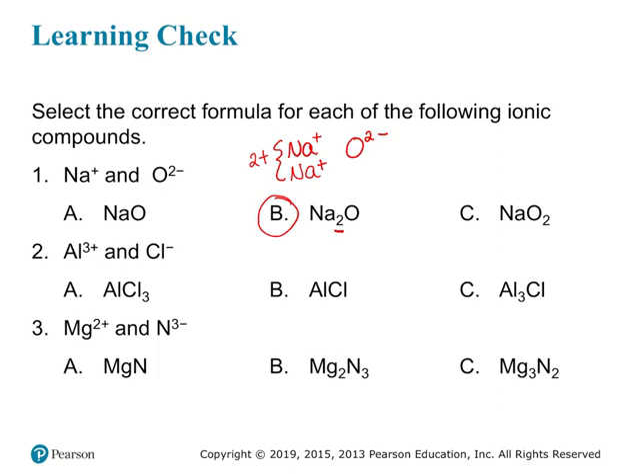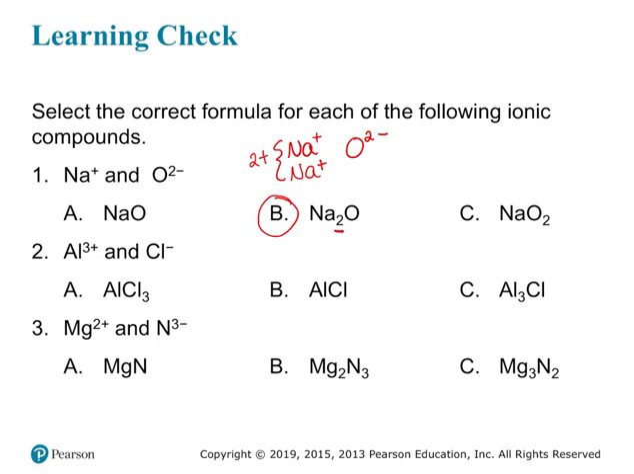So now if you want to pause the video and try number 2 and number 3 on your own, you can. And when you unpause the video, we'll go over them together. Okay, so let's try number 2. We have Al3+, so that's an aluminum ion. And then we have Cl-, so a chloride ion.